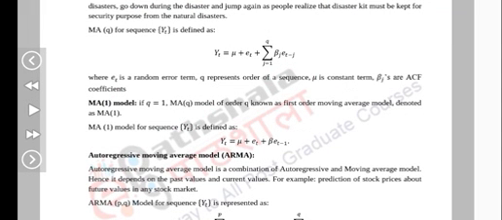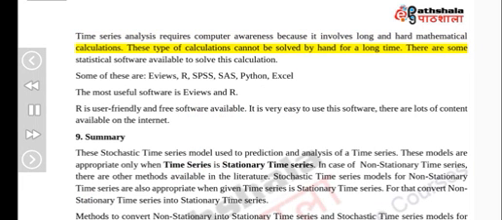Statistical applications in time series analysis require computer awareness because they involve long and hard mathematical calculations. These types of calculations cannot be solved by hand for long. There are some statistical software packages available to solve these calculations. Some of these are eViews, R, SPSS, SAS, Python, Excel. The most useful software are eViews and R. R is user-friendly and free software. It is very easy to use, and there is lots of content available on the internet.